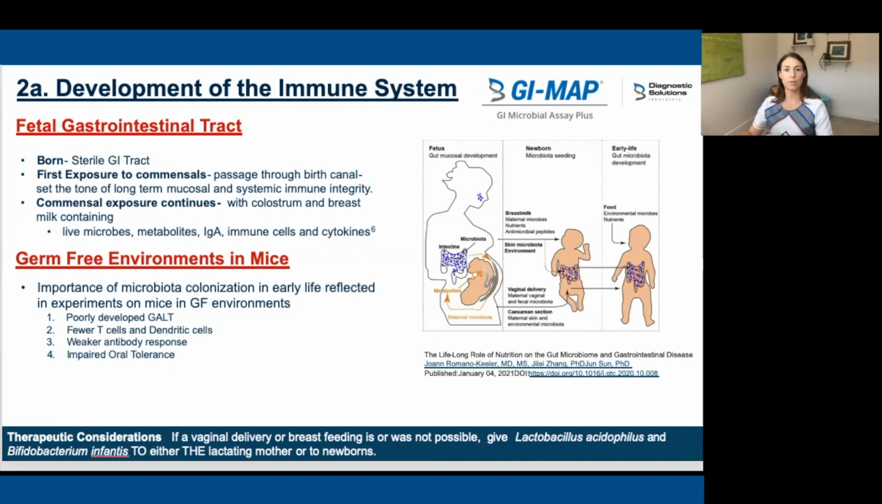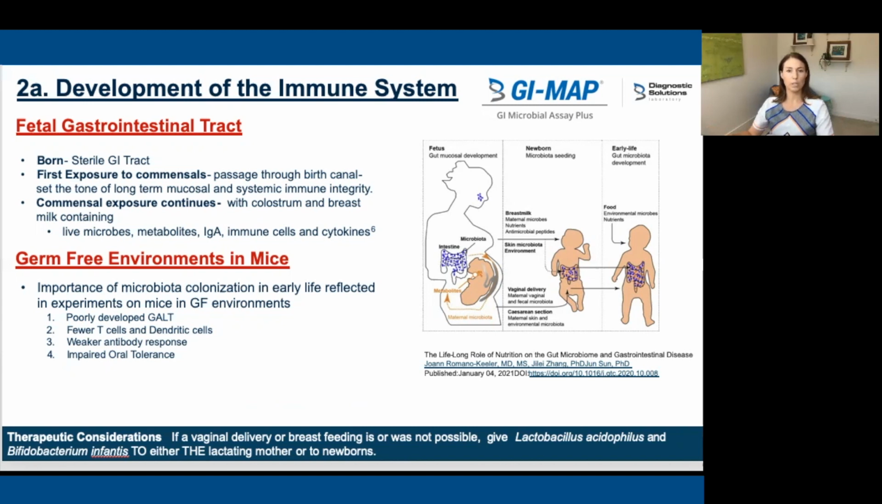The importance of the early microbial exposure is really driven home and can be clearly identified when we study animals that have been raised in a germ-free environment, and then assess how this has affected the development of their immune system. Animals raised in a germ-free environment have poorly developed GALT, or gut-associated lymphoid tissues. They'll have fewer T cells, dendritic cells, weaker antibody responses, and impaired oral tolerance. So that's pretty significant.